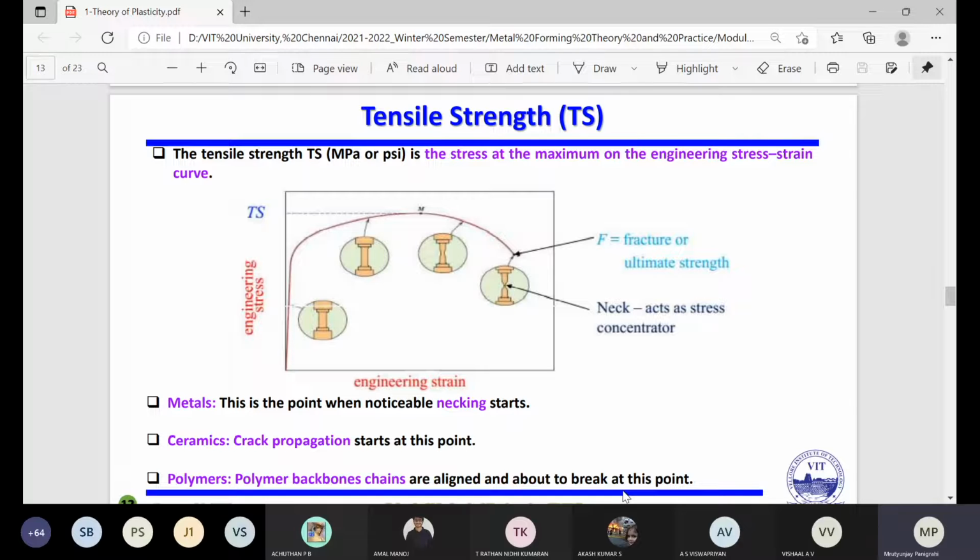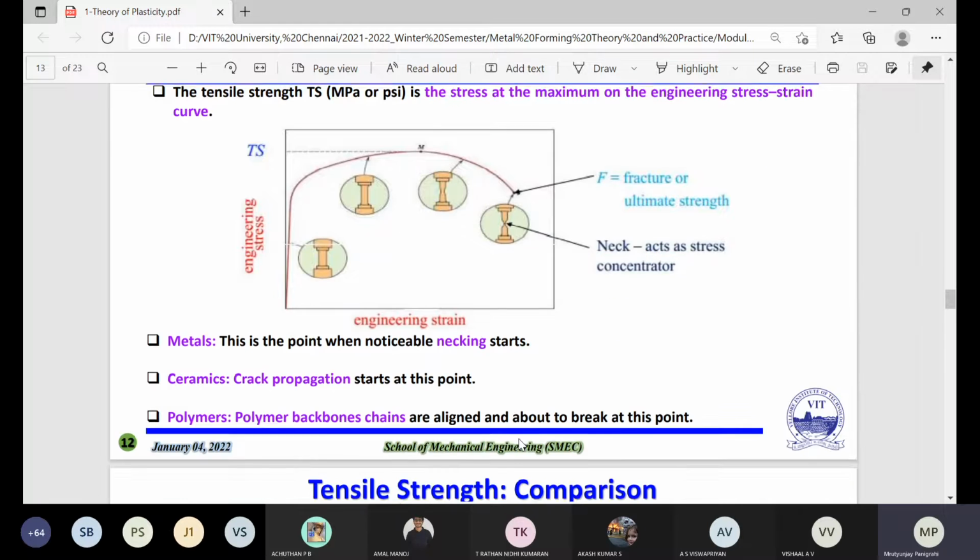Okay, so you are not calling it necking there, because for metal, if you go to your UTM machine, if you have done it in your first year or somewhere, you will find necking. Normally we are going for metal, but we are never doing ceramic or polymer. Maybe you can tell your faculty, let's try for a ceramic and polymer. Okay, so you will find different things there.